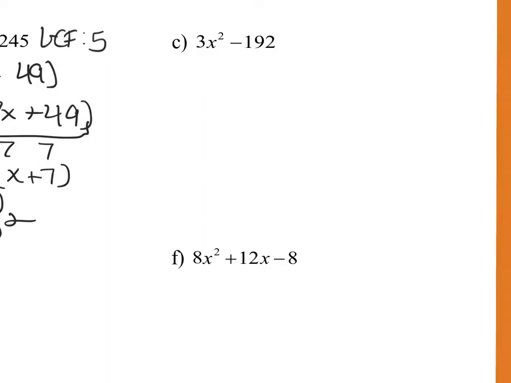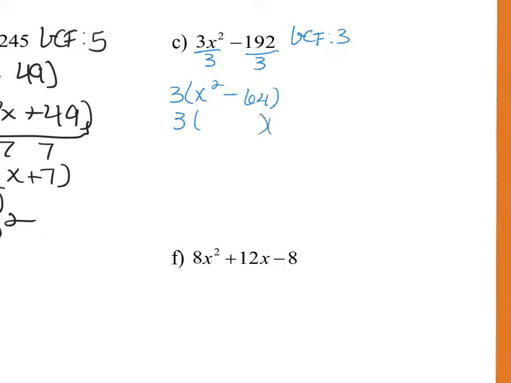Part C looks a little different, but I do still have a GCF of 3. When I divide that, I end up with x squared minus 64. Now, I don't have a trinomial this time, I have a binomial, so I'm going to look at my other methods, and this to me looks like a difference of perfect squares.